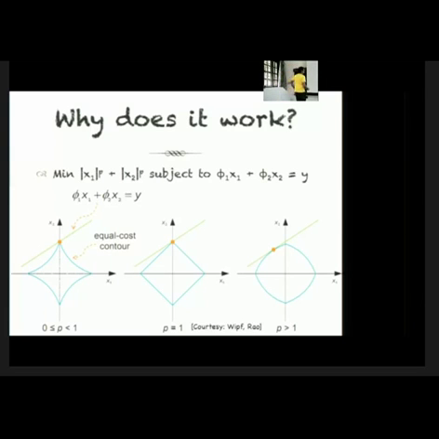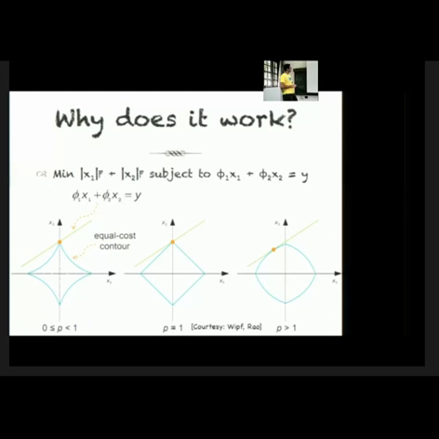So everything here is scalar. This is just a number, this is a number, this is a number. So if I consider phi1 x1 plus phi2 x2, suppose x1 and x2 are my variables, then phi1 x1 plus phi2 x2 equal to y is a straight line. In the two-dimensional plane, it's just a straight line. Suppose it's this green straight line here.